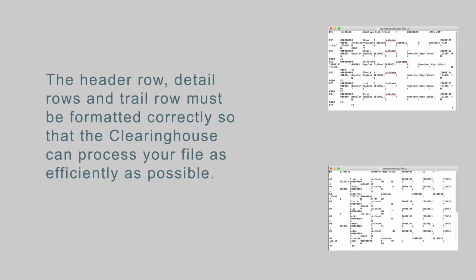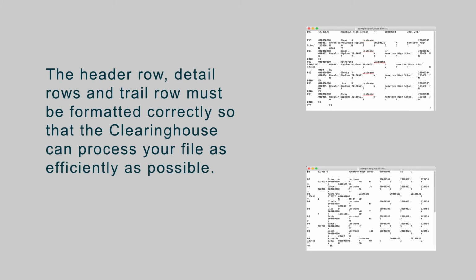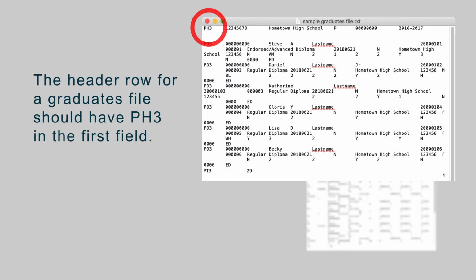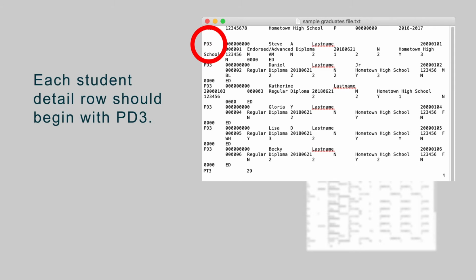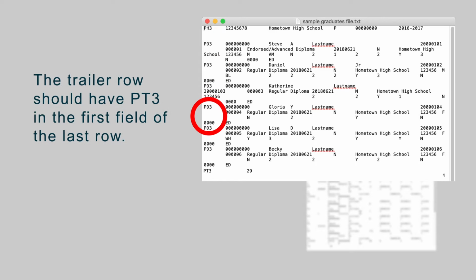The file formatting for the two file types is also slightly different. The header row, detail rows, and trail row must be formatted correctly so that the clearinghouse can process your file as efficiently as possible. The header row for a graduates file should have PH3 in the first field. Each student detail row should begin with PD3. The trailer row should have PT3 in the first field of the last row.